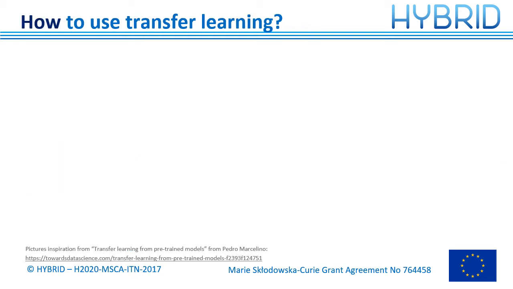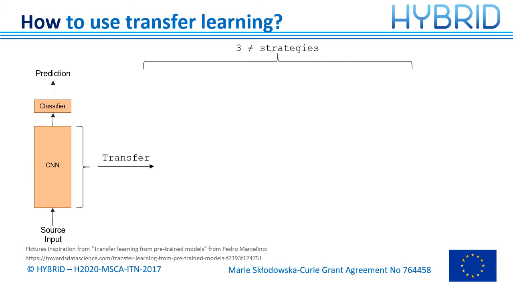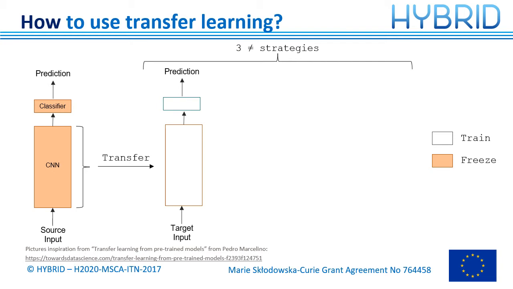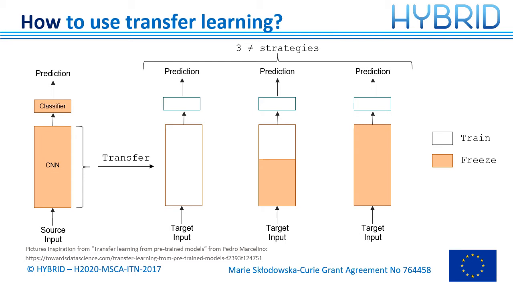Now let's see how to use transfer learning. So there are three different strategies we will see here. And for all of them, we are taking a model that was trained on the input source. We remove the output layer that will do the prediction because we will have another task for our target input. And we replace it with a new classifier. And then we can either retrain the entire model, train some of the layers and leave the others frozen, or freeze the convolutional base and only train the classifier layer.